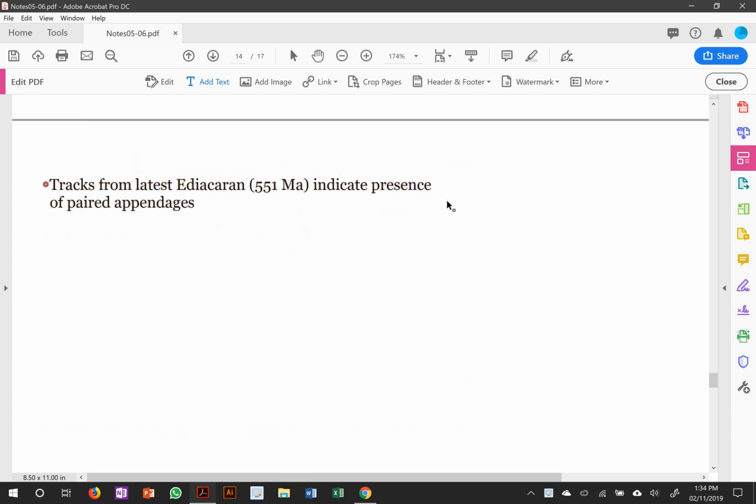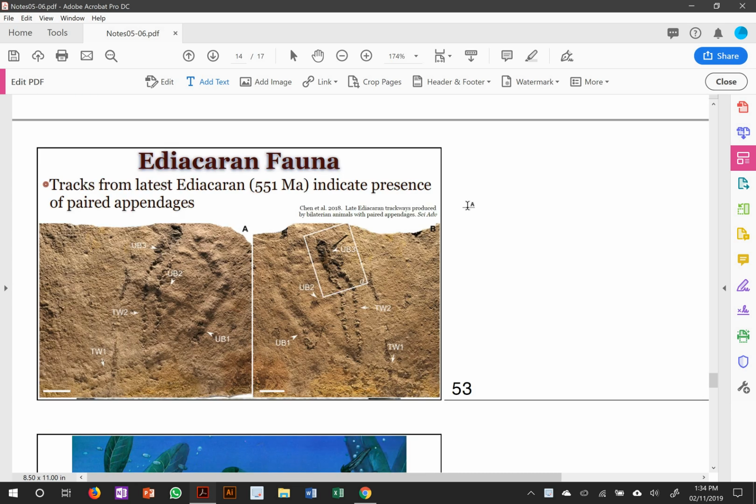And even the presence of a slightly more recent 551 million year old fossil, or several fossils, indicating the presence of paired appendages. You can see there are individual footprints here, and there are two double rows indicating paired appendages or legs. That basically tells us it's an arthropod of some sort that was crawling around 551 million years ago. So we can argue that at least some major animal groups started to differentiate in the Ediacaran, even though most of them were probably soft-bodied. So our ability to find fossils of them is very limited.